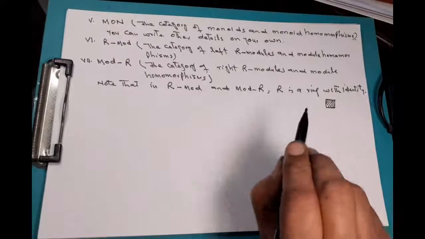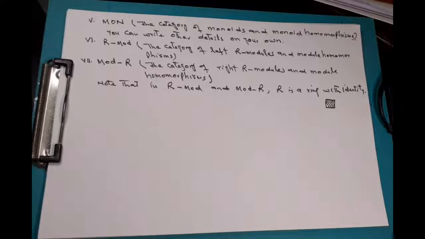In case of category of sets, our first step was collection of all the sets. In case of category of groups, our first step was collection of all the groups. In case of category of rings, our first step was collection of all the rings. In case of category of commutative rings, our first step was collection of all the commutative rings. In case of category of topological spaces, our first step was collection of all the topological spaces.